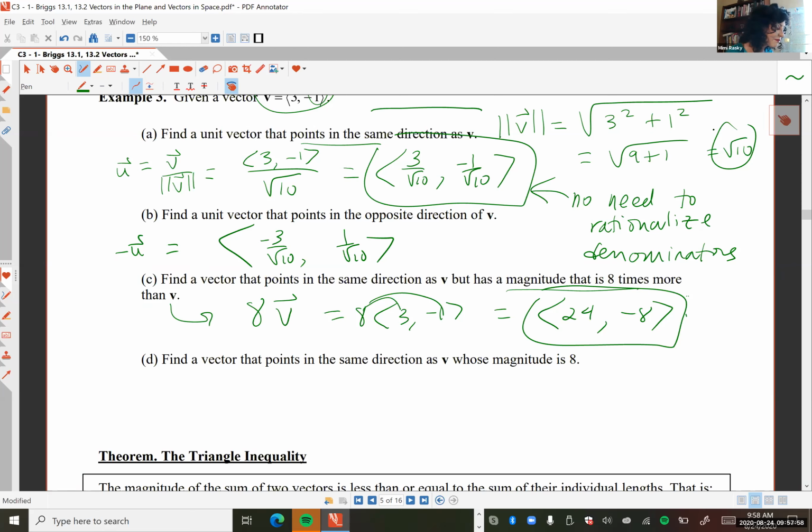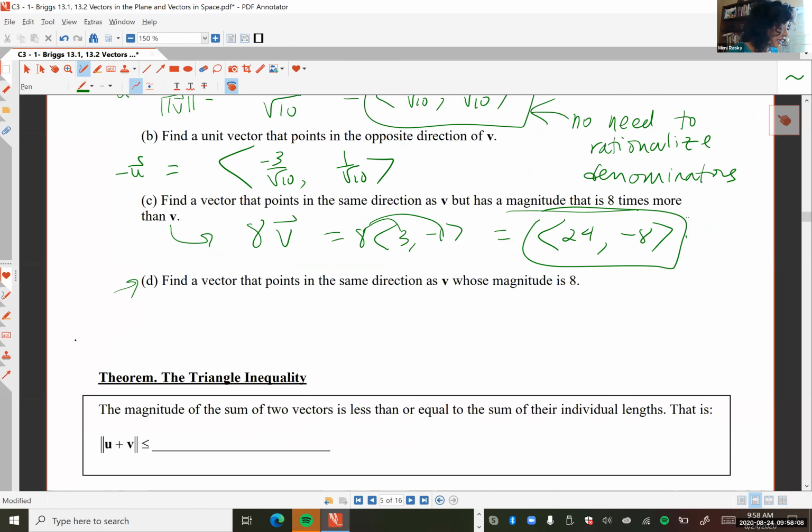So this guy's magnitude, and you can test this by checking on your own, will be 8 times square root of 10. On the other hand, letter D, I'm not asking for the same thing as letter C, but a lot of students get confused. And they think, oh, that's just 8v again. Here, I'm asking for a vector that points in the same direction as v, but the magnitude is exactly 8 units, not 8 times the original. So this is a little bit tricky.